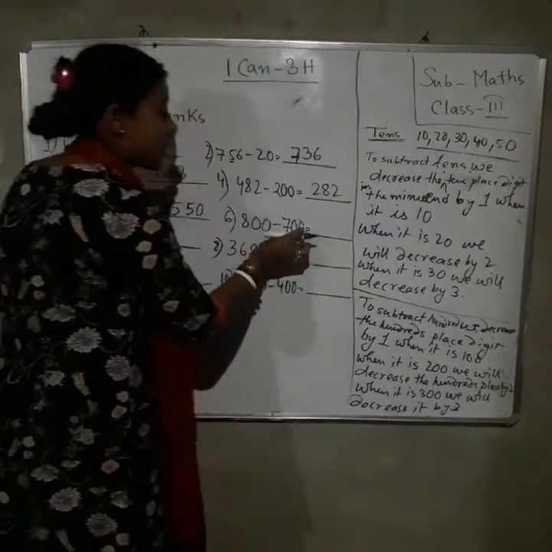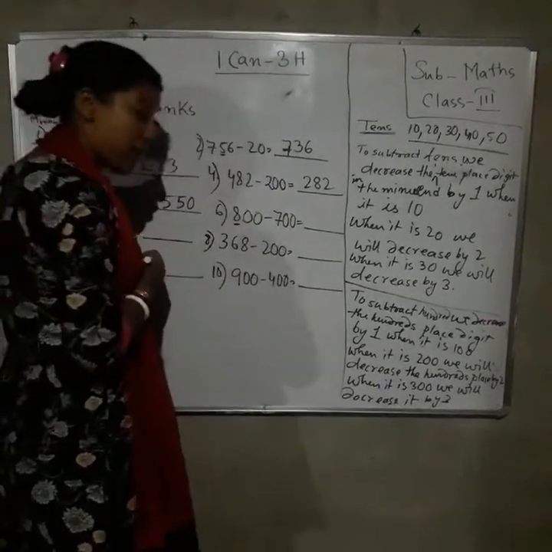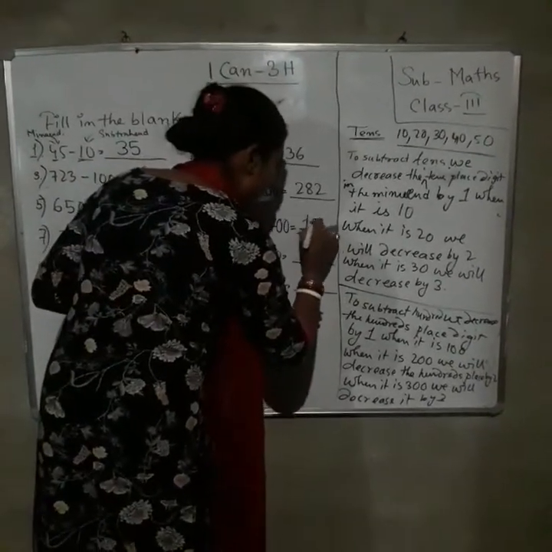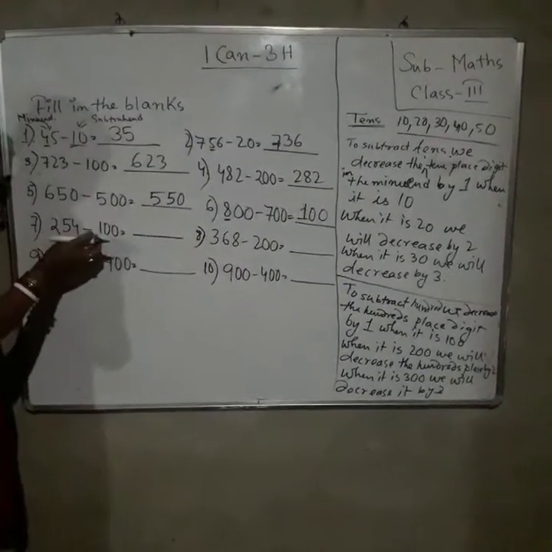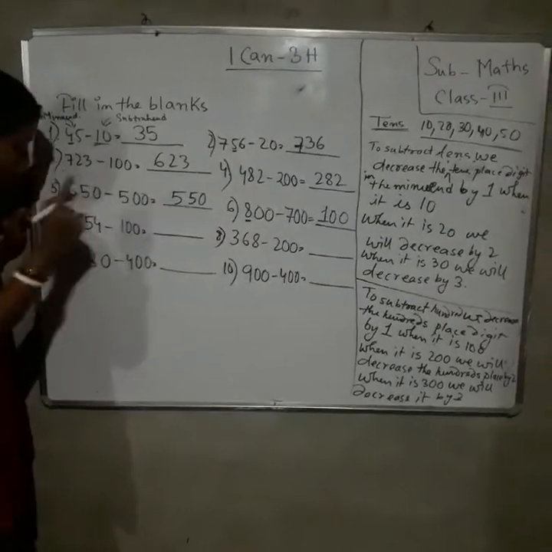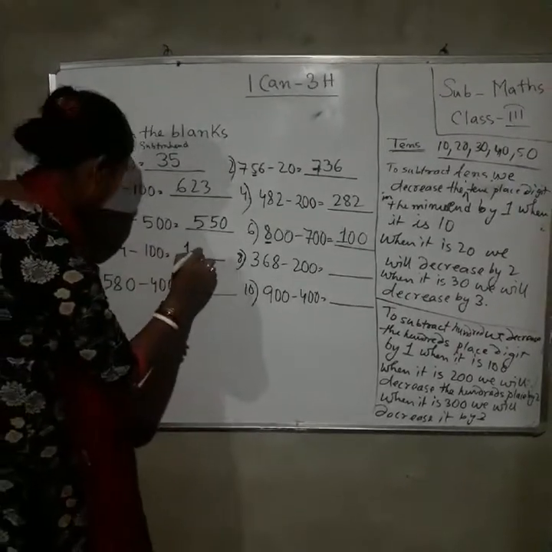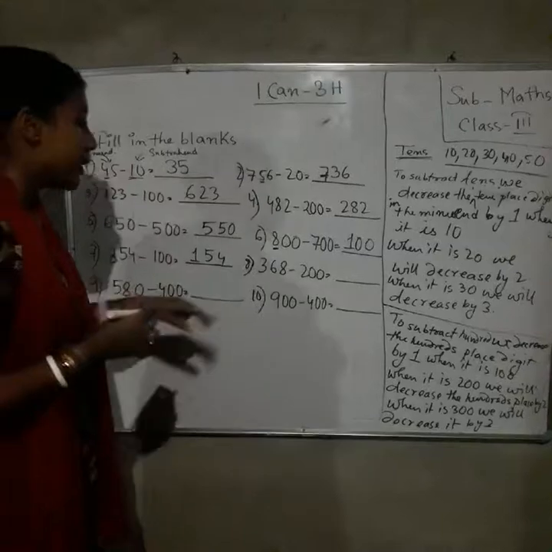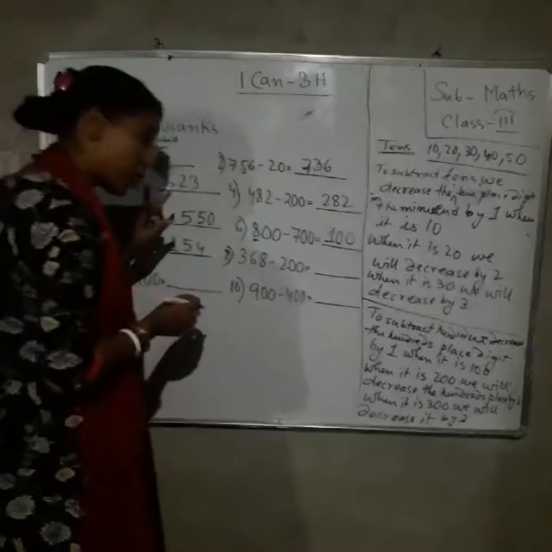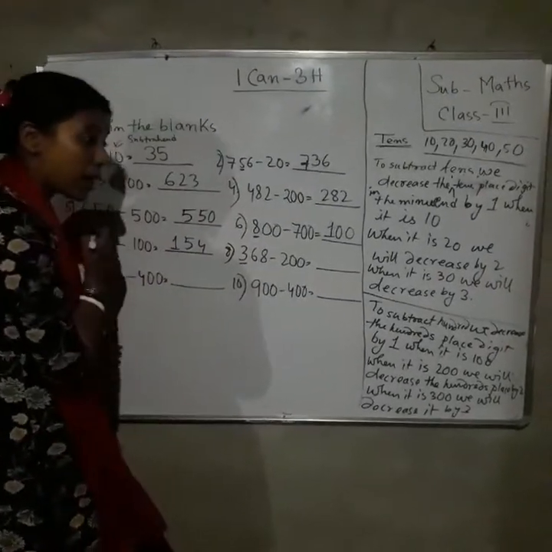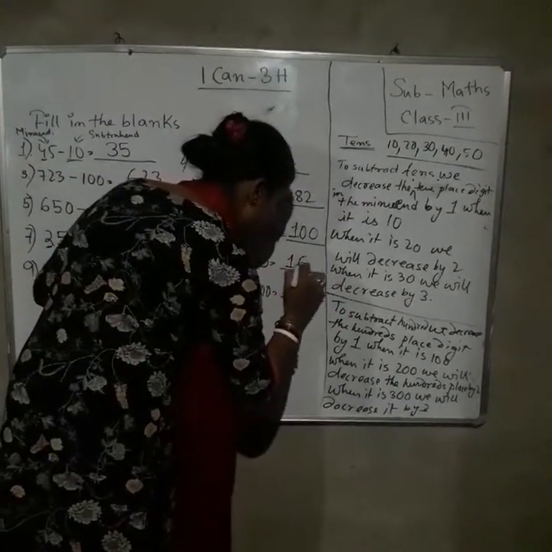So 800 minus 700. 700 means we will decrease the hundreds place digit by 7. So 8 minus 7 is 1, so 100. Then 254 minus 100. 100 means we decrease by 1 the hundreds place digit in the minuend. So 2 minus 1 is 1, so 154. Then 368 minus 200. 200 means decrease by 2. So 3 minus 2 is 1. So you will write 168.